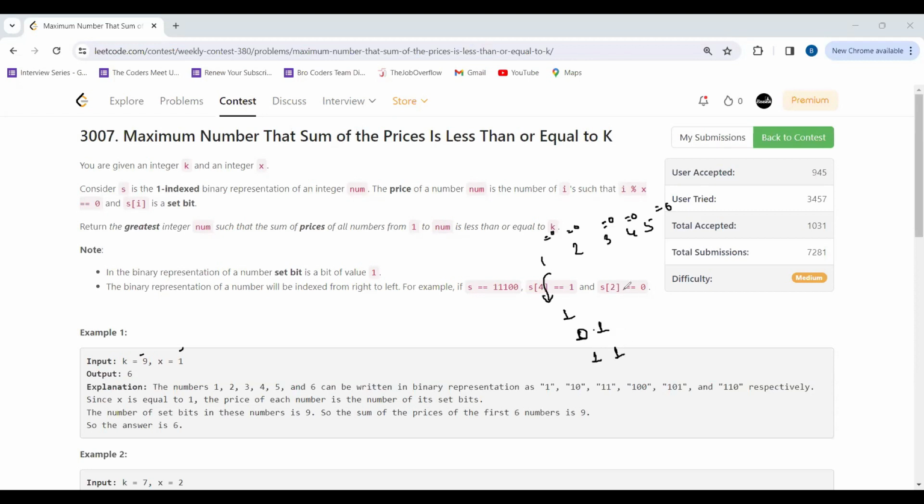Till this point, what is our total price? 1, 2, then again 2 bits are set here, so the total price becomes 4. Then the next element will be 4. 4 will look something like this, so it will contribute 1 bit. So the total cost becomes 5. Then comes 6. 6 is something like this. It will contribute 2.